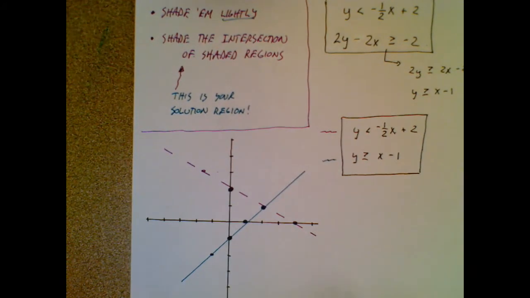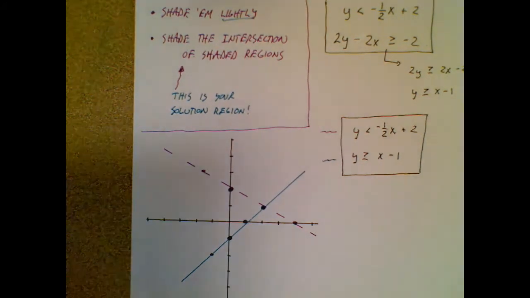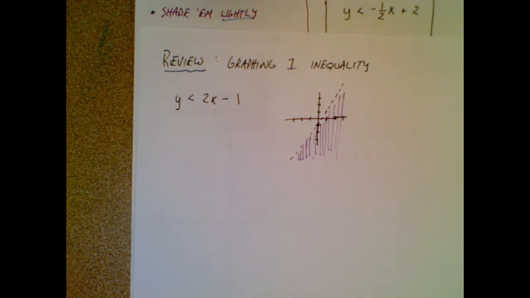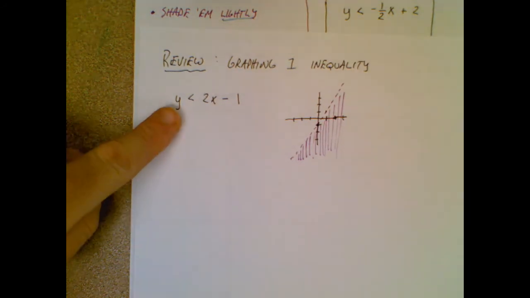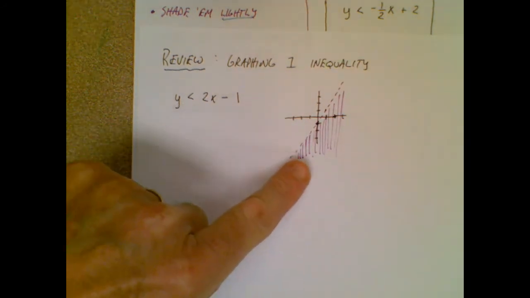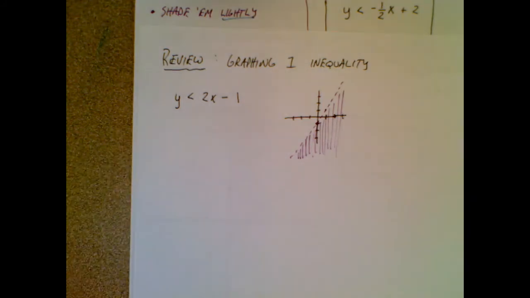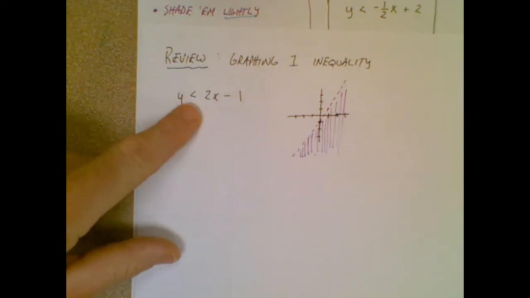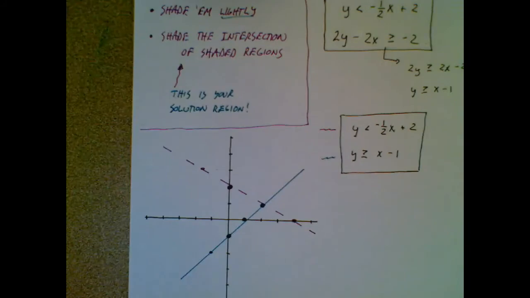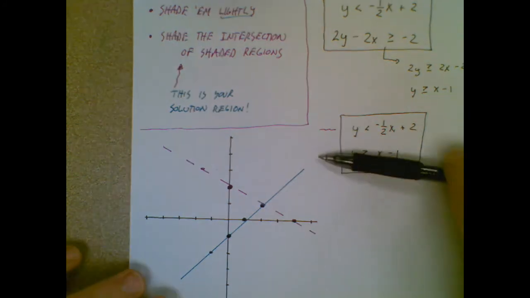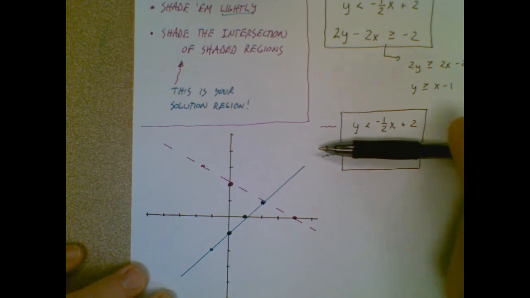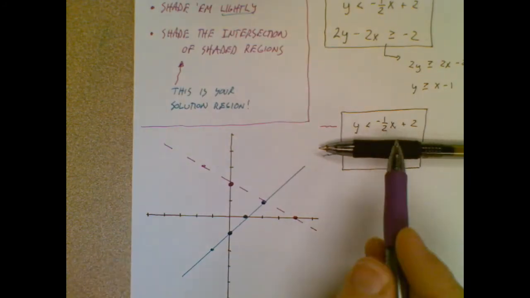So now I have two inequalities, and remember from the review, we're used to shading. When we have just one inequality, we graph it and we can shade it either using the shortcut of shading above or below based on that sign or using a test point. So when I do this shading, I have to kind of ignore one while I work on the other. So in this case, I'm going to ignore the bottom inequality and just think about this top one.